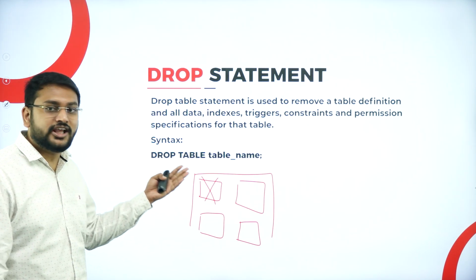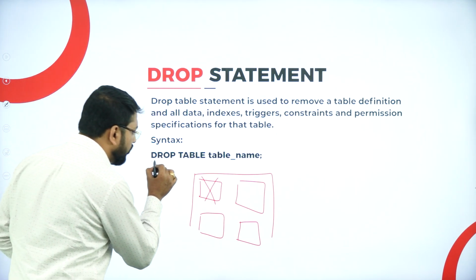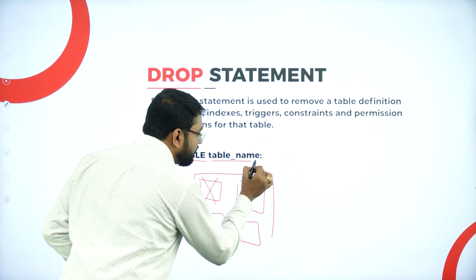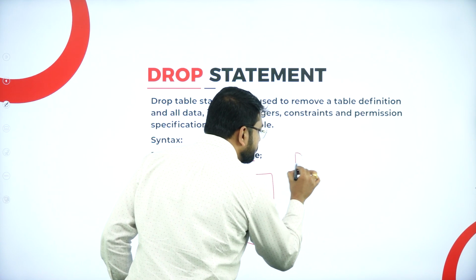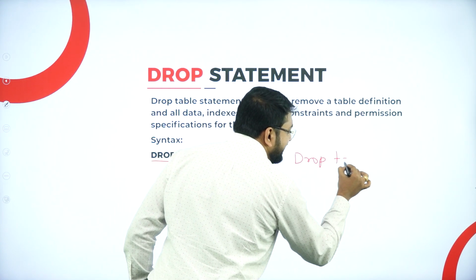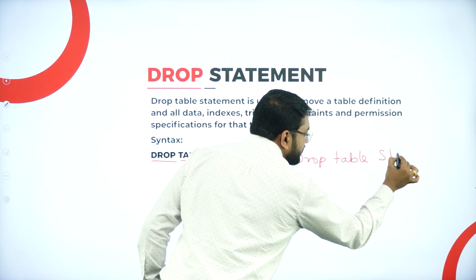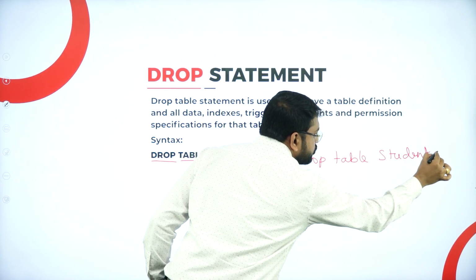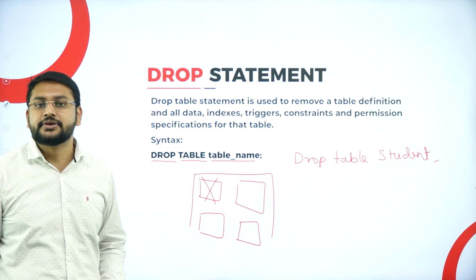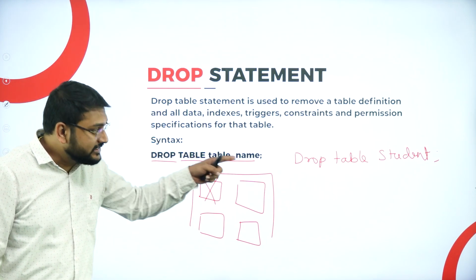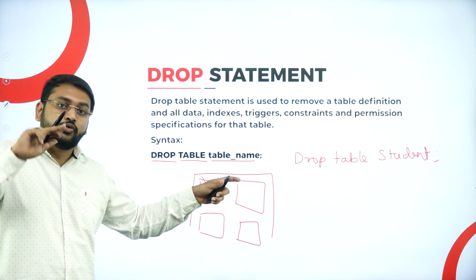So fine, what is the syntax for that? You just have to use the keyword called drop, table and table name. Suppose I want to remove the student table, how do I write the query for that? Drop table student. That is what you need to remember. Drop table student semicolon. So completely it will remove the table from the database. So fine. Please remember, I will talk about this one more time.